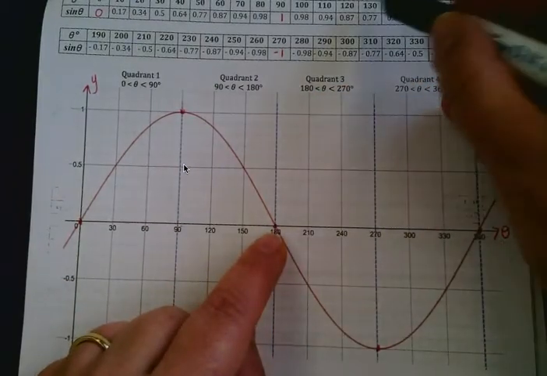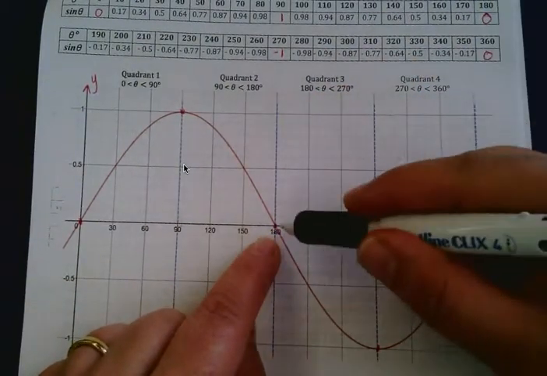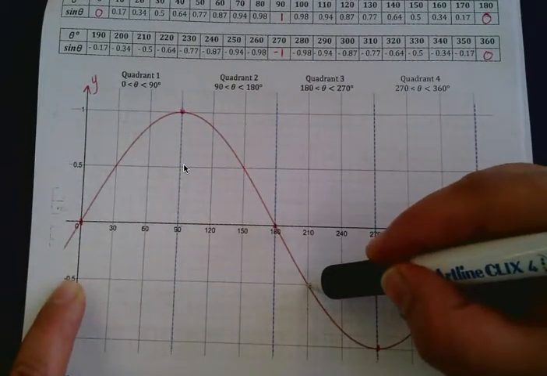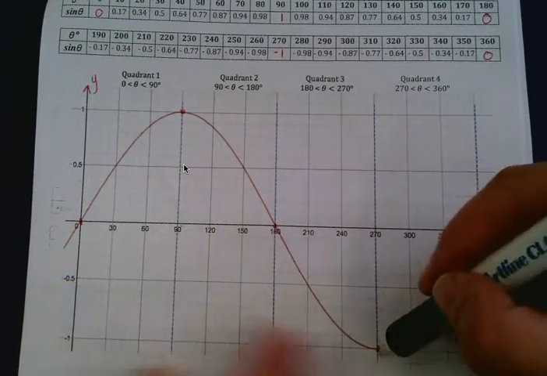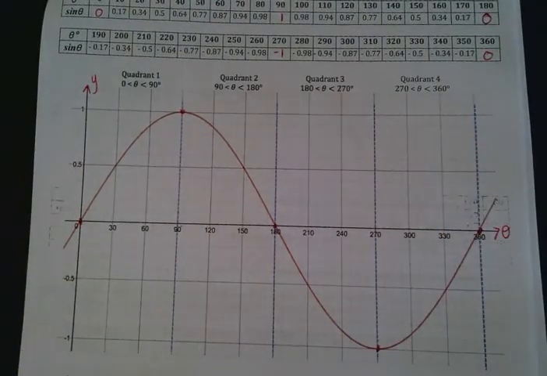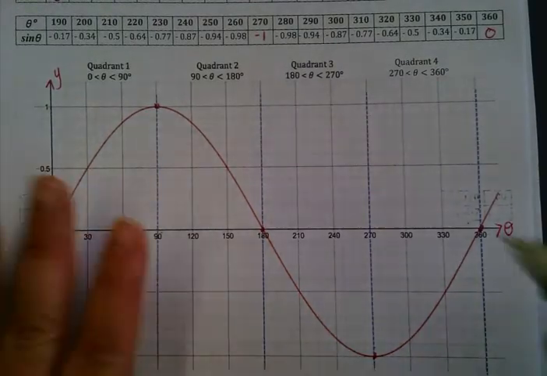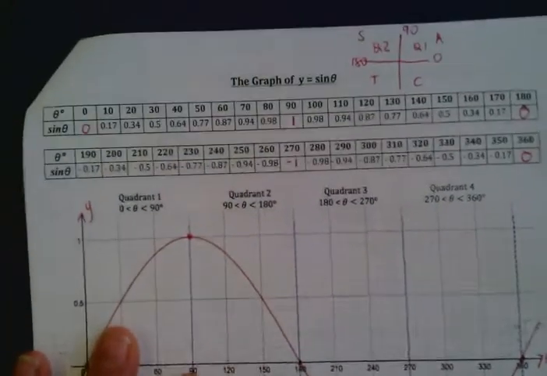You know how sine is negative in quadrants 3 and 4? Look at these values of theta, how they're negative. Do you see that? Quadrant 3 and quadrant 4. You okay with that so far? So this is the sine curve. Whenever you think of the sine curve, this is what you do. You do the roller coaster.